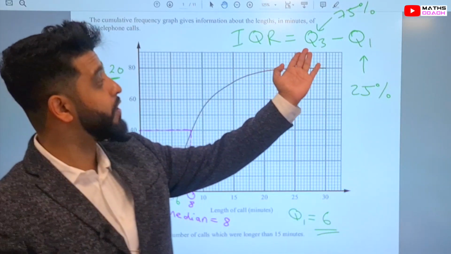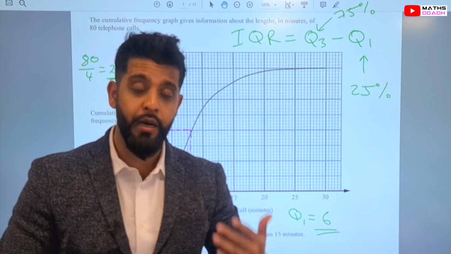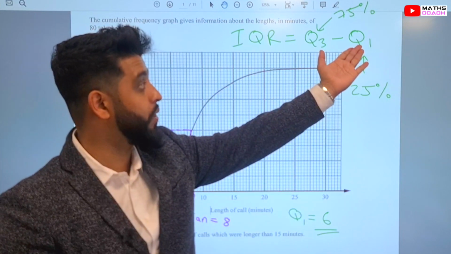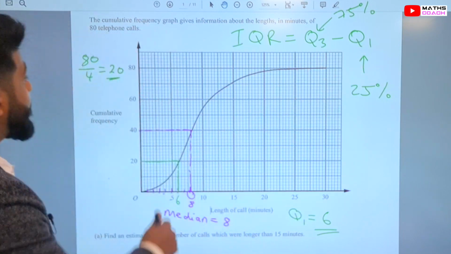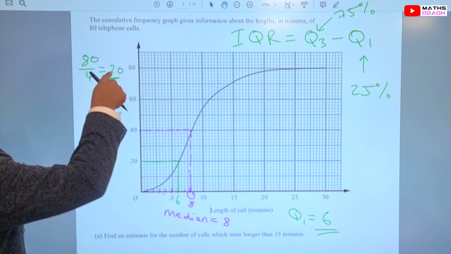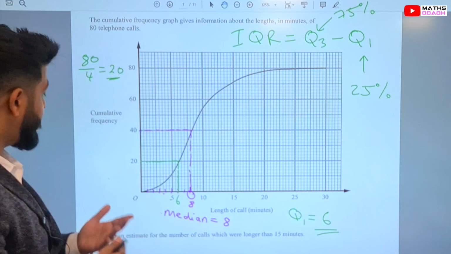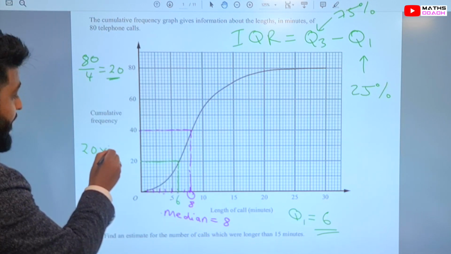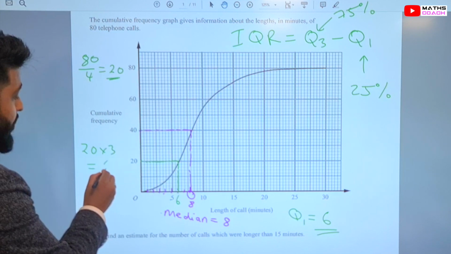Now, in order to find the third quartile, which is also referred to as the upper quartile, just as the first quartile is referred to as the lower quartile, you can take the first quartile value that you found, which was 20, and times that by 3. So 20 times 3 is equal to 60.